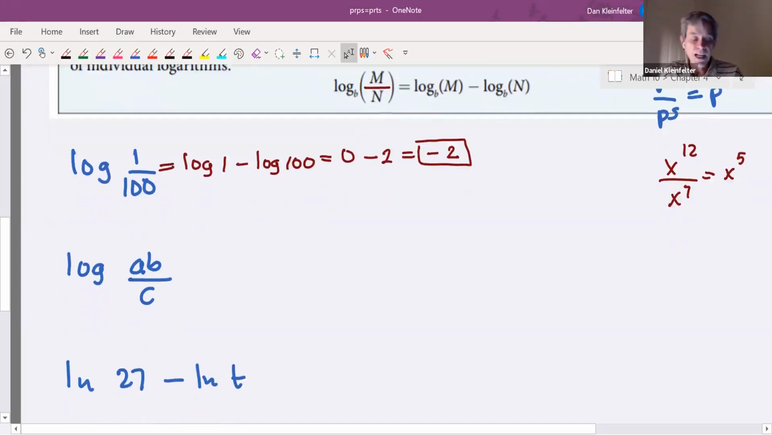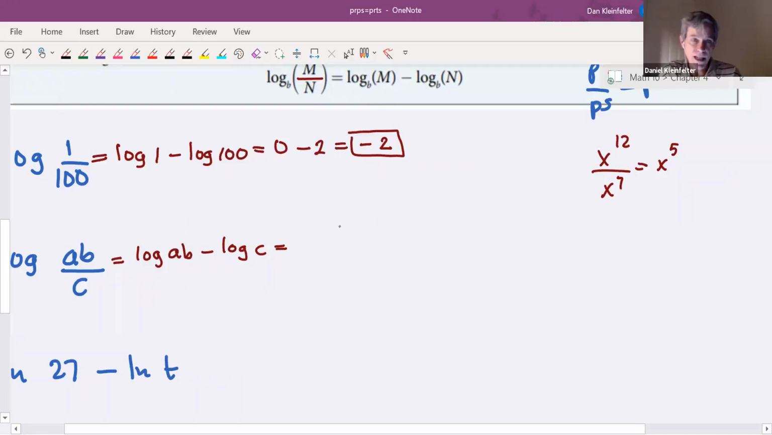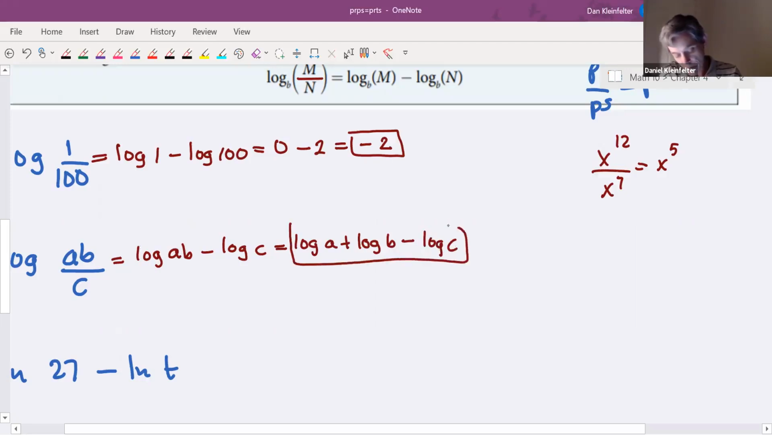Okay. In the next one, I actually can use both the product and quotient rule. This is the logarithm of a quotient. So I'm going to write that first as log AB minus log C. And then we're going to split that up even further. The log of AB, we'll rewrite as the log of A plus the log of B. And then don't forget that log C in the back. Okay, so that does that one.